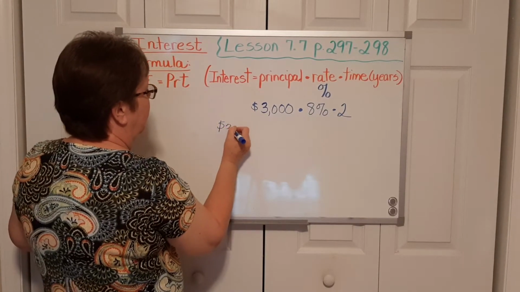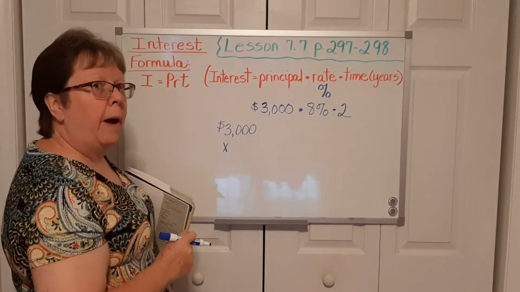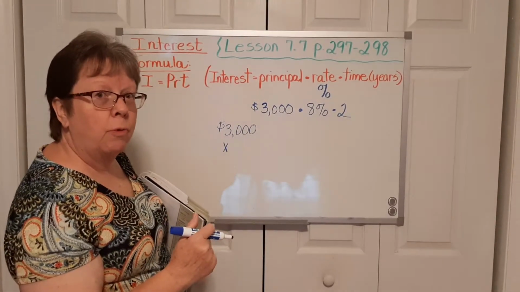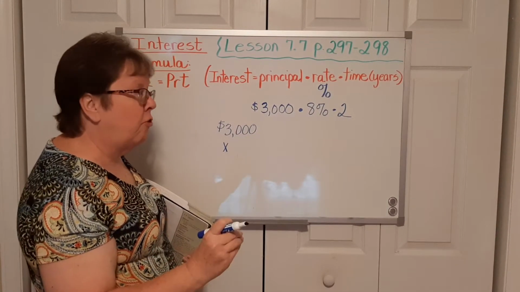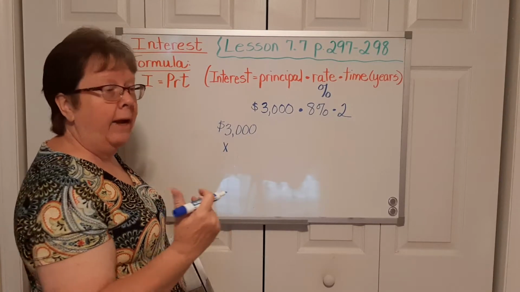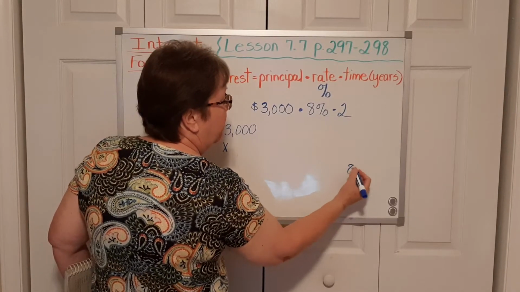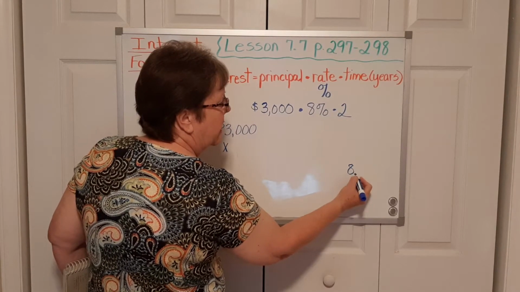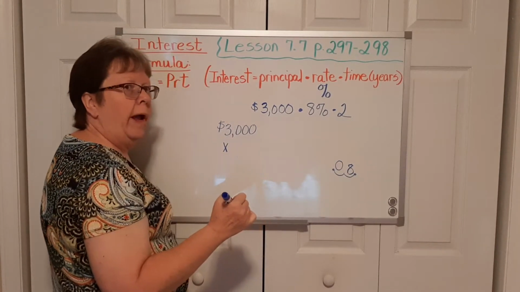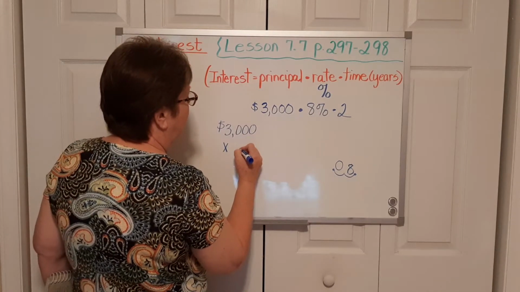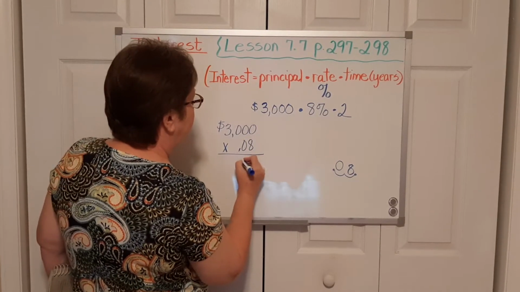$3,000 times, now remember, when you multiply by a percent, you've got to change that percent to a decimal. Okay, and you should have that procedure written in your flip chart if you did what I asked you to do. Okay, so 8%, 8 is like a whole number. So with 8 being a whole number, it's like your decimals here. And if you take it 2 places to the left, it's 0.08. Okay, so $3,000 times 0.08. Okay, so multiply it out.